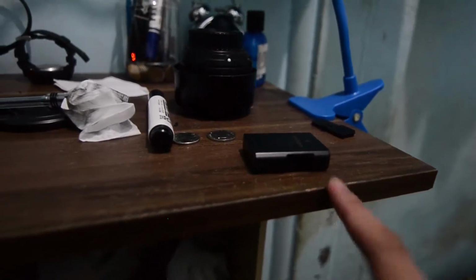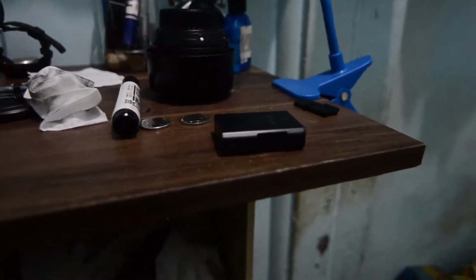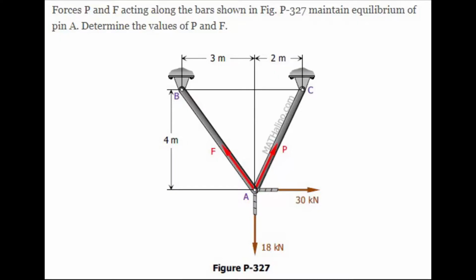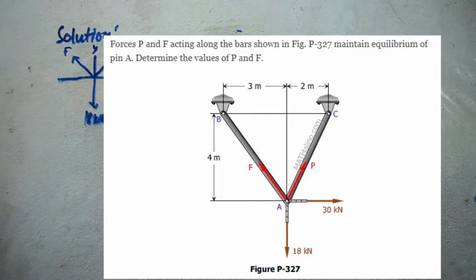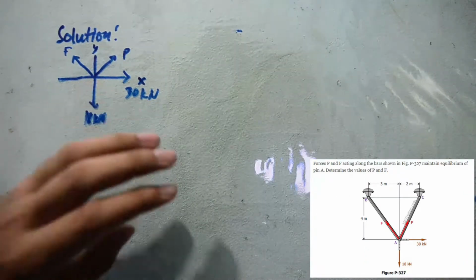So let's do some problem solving. So here is a problem. The forces P and F acting along the bars maintain equilibrium in the pin A. So we're going to determine the values of P and F. So here is the solution.